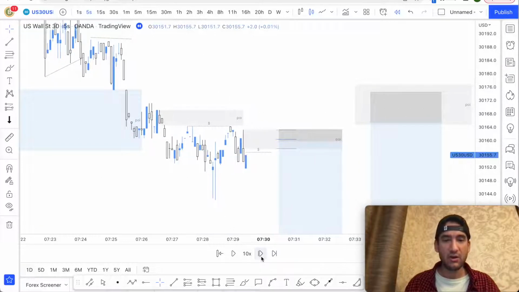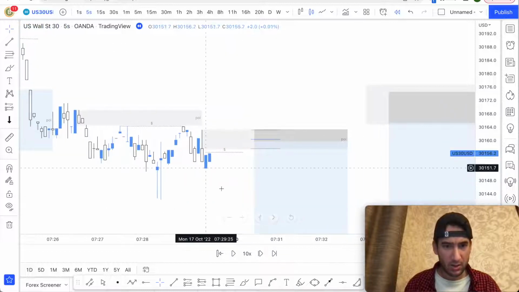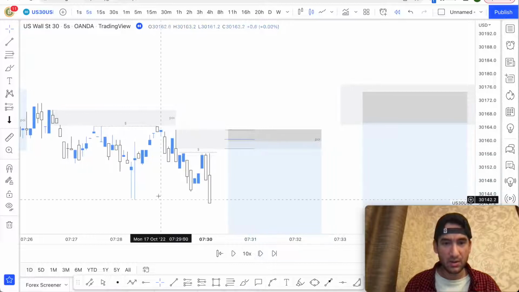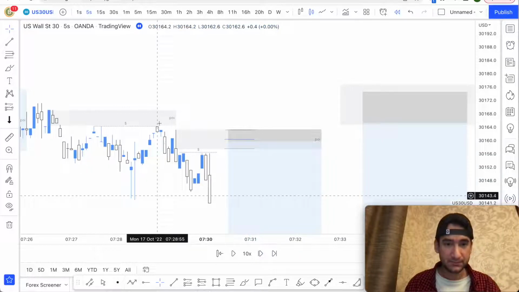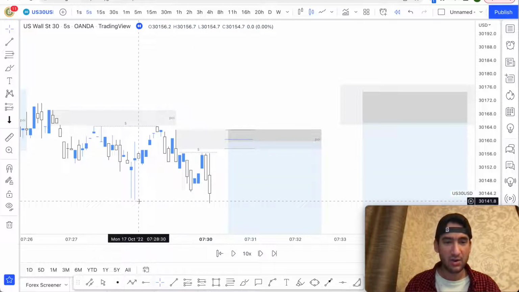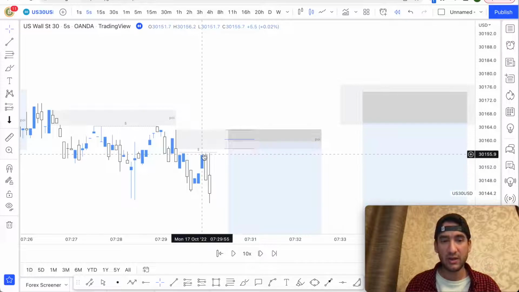I didn't go in it right away. So this is what happened here. I'll show you. Okay, so you can see there was an aggression coming in here. We broke this low here. We also noticed that there was liquidity creating at this highs.